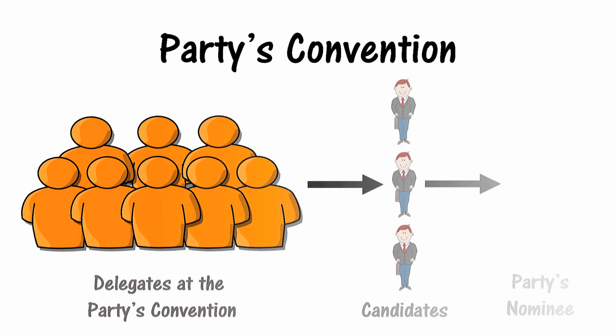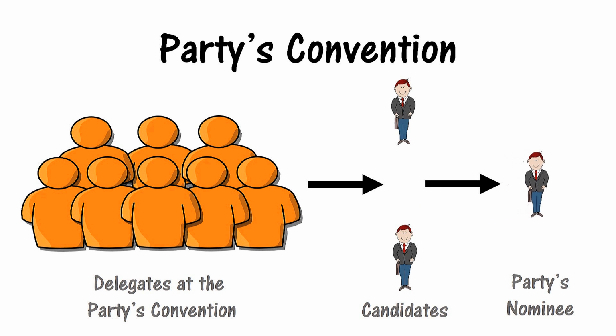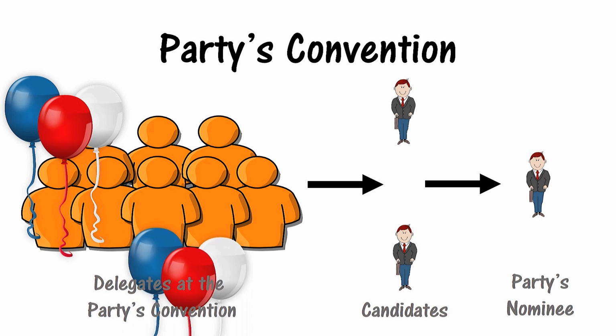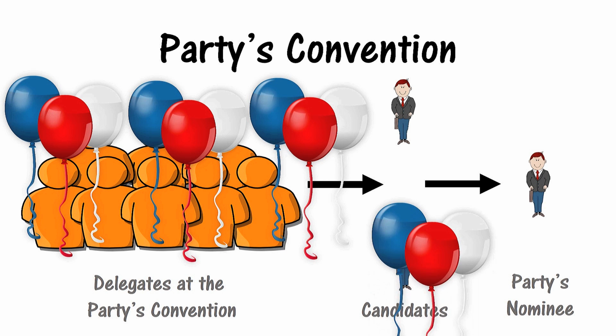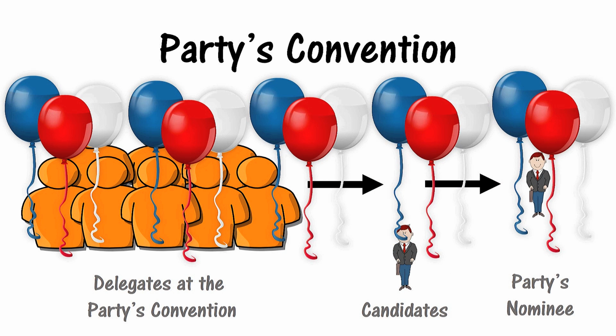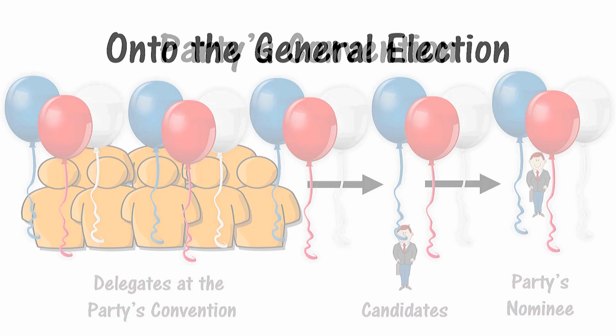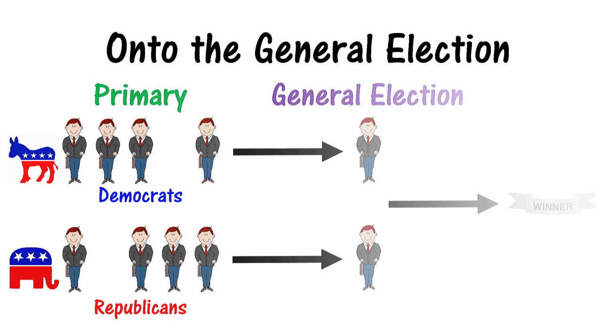After all the primary elections and caucuses are held, each party holds its presidential nominating convention. In addition to conducting party business and activities, the delegates vote to officially choose the party's nominee for president. The candidate with the majority of votes wins and becomes the party's nominee. Each party's nominee moves on to the general election, in which he or she will run against the nominees from other political parties.